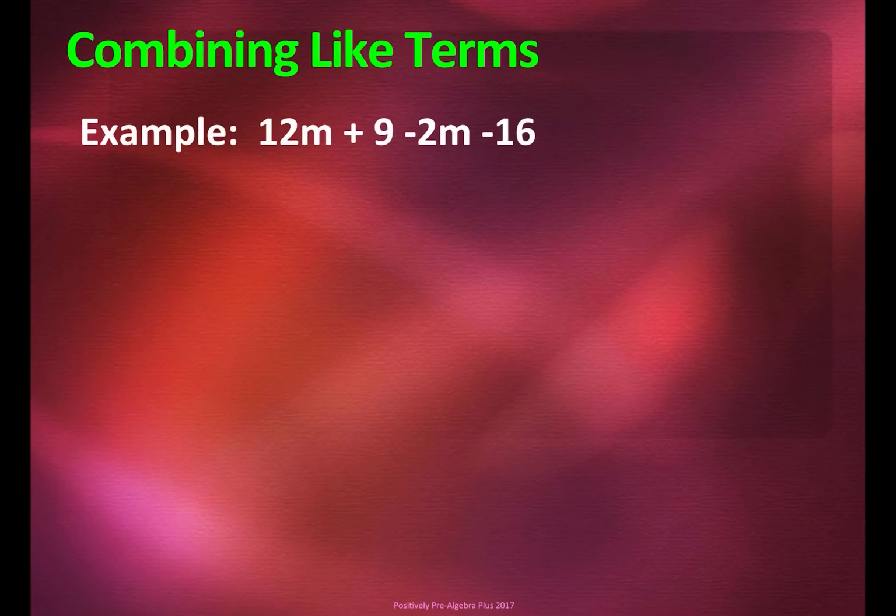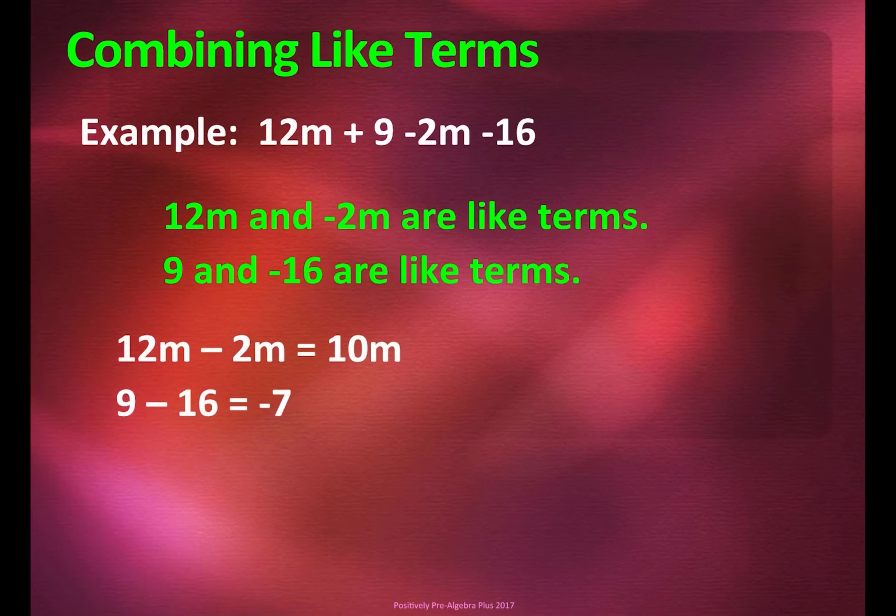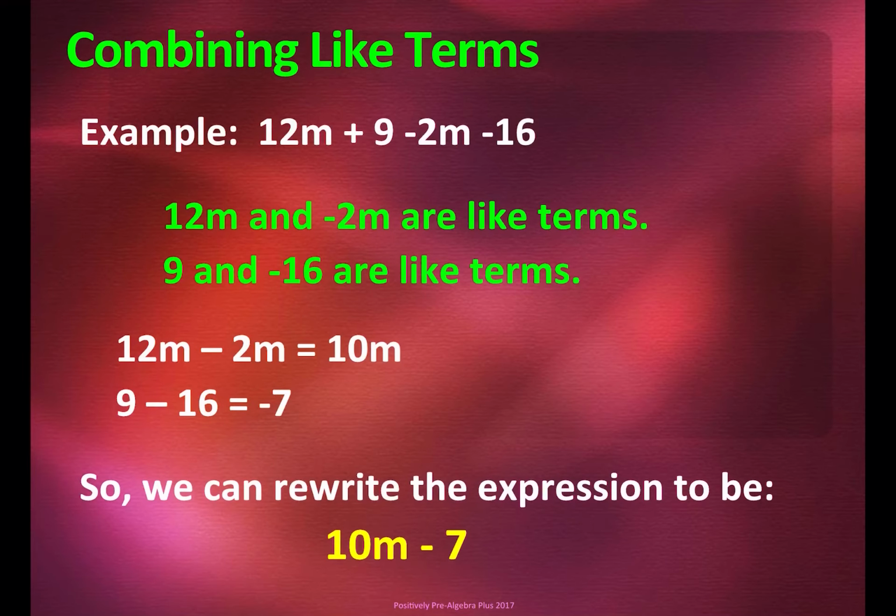Combining like terms again. 12m plus 9 subtract 2m subtract 16. So I can combine the two m's, 12m and negative 2m, and then I can combine my constants, 9 and negative 16. So 12m subtract 2m is 10m, 9 subtract 16 is negative 7. So I can rewrite the expression to be 10m subtract 7.